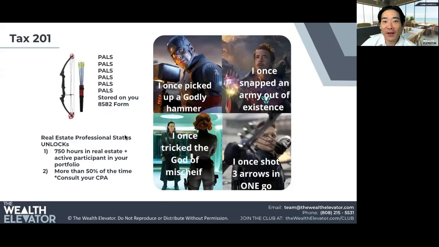I'm a big Marvel fan. Using the analogy of the bow and arrow set, you get a bunch of arrows, and this is stored on your 8582 form. So go to your taxes when you get a chance, or maybe pull it up right now and search for 8582. That is where all your suspended passive losses, or your arrows, will be. If you don't have it, maybe you need a new CPA. If you don't have any real estate in your portfolio, you probably don't even have that form. But if you do have real estate, you certainly should have an 8582 form.